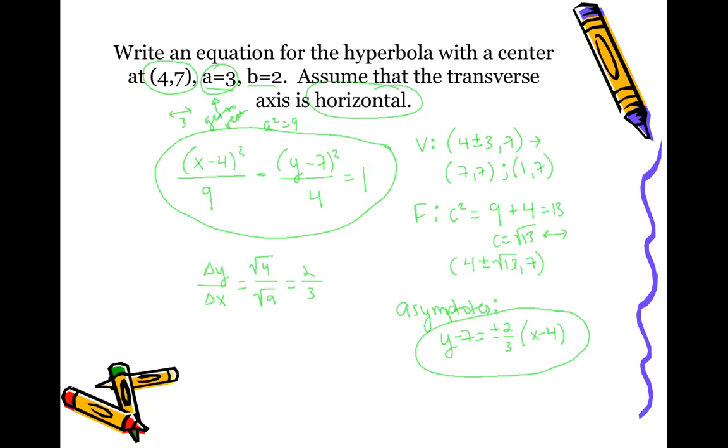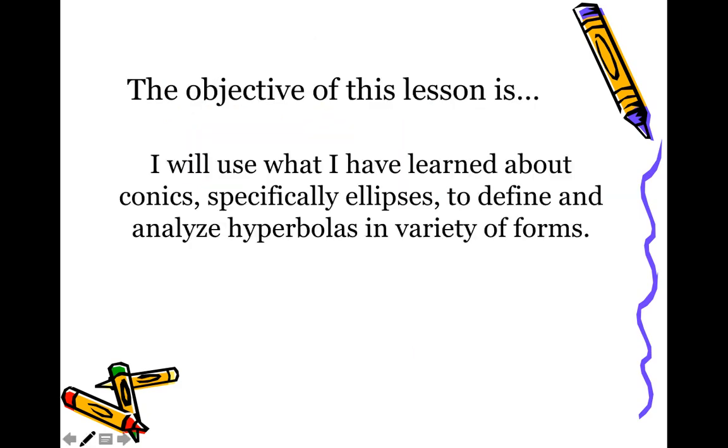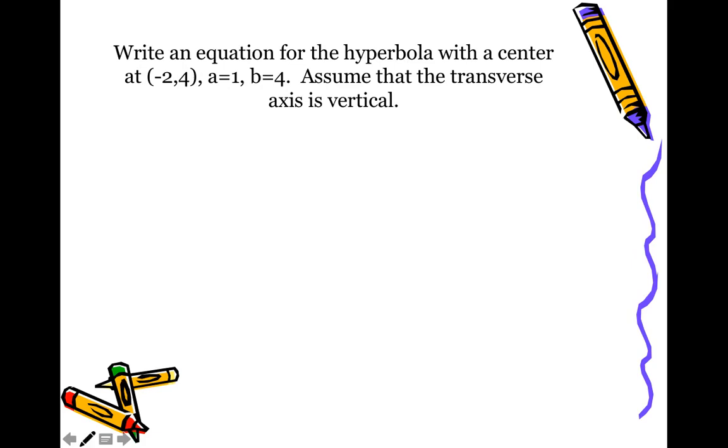All right. Let's look at one more. Write an equation for the hyperbola with a center at -2, 4. A is 1, B is 4, and this is going to have a vertical transverse axis.